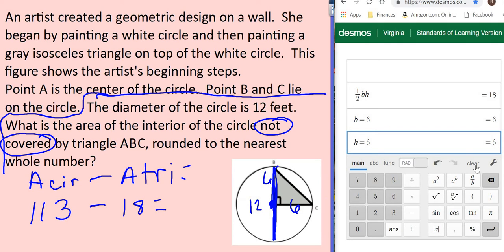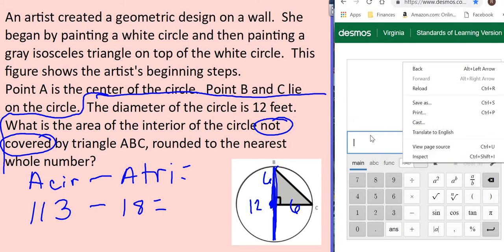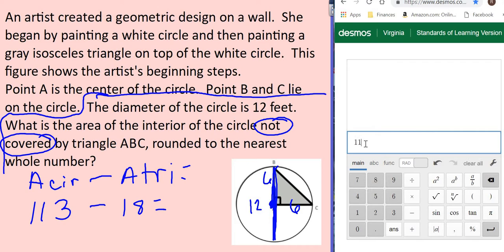So we're going to go ahead and clear that. We've got the area of the entire circle is 113. And then we're going to subtract the area of that triangle, which is 18. And we end up with 95 units squared. Okay? So again, when you've got two shapes overlapping, you subtract big one minus small one. All right? So let's see what we have on the next one.